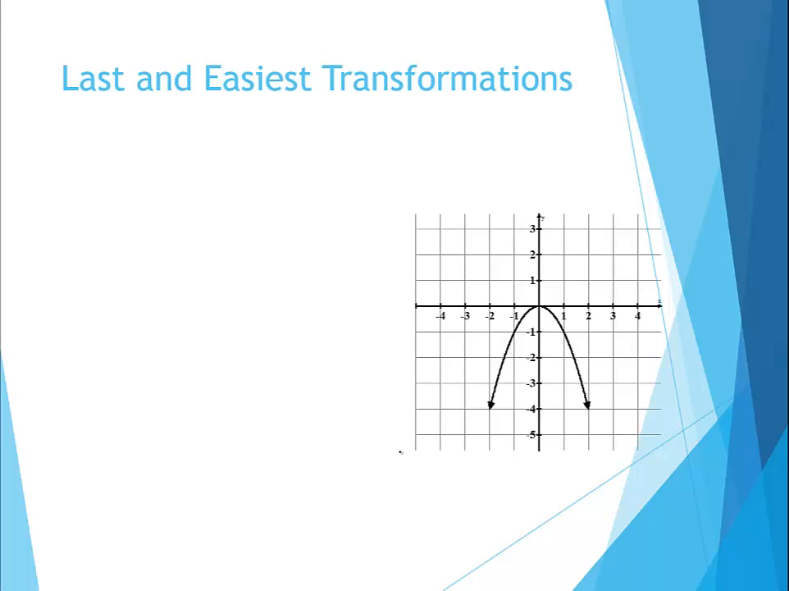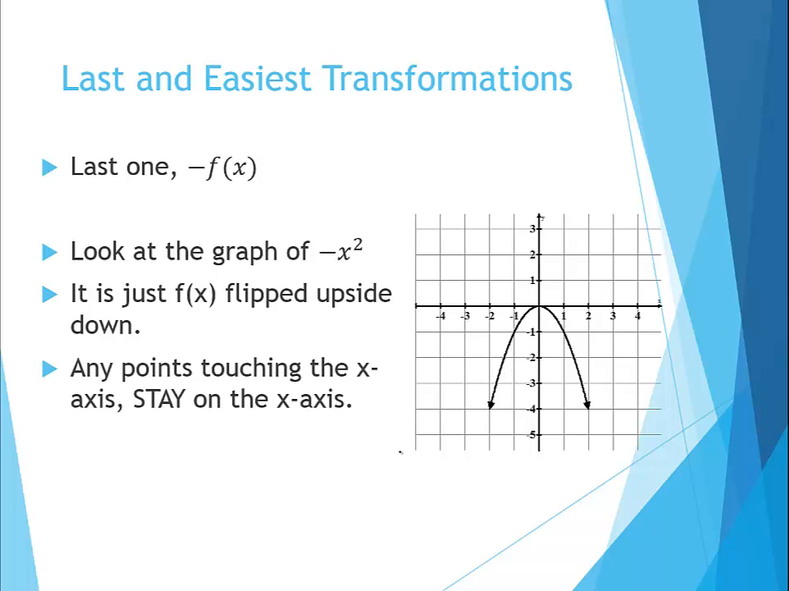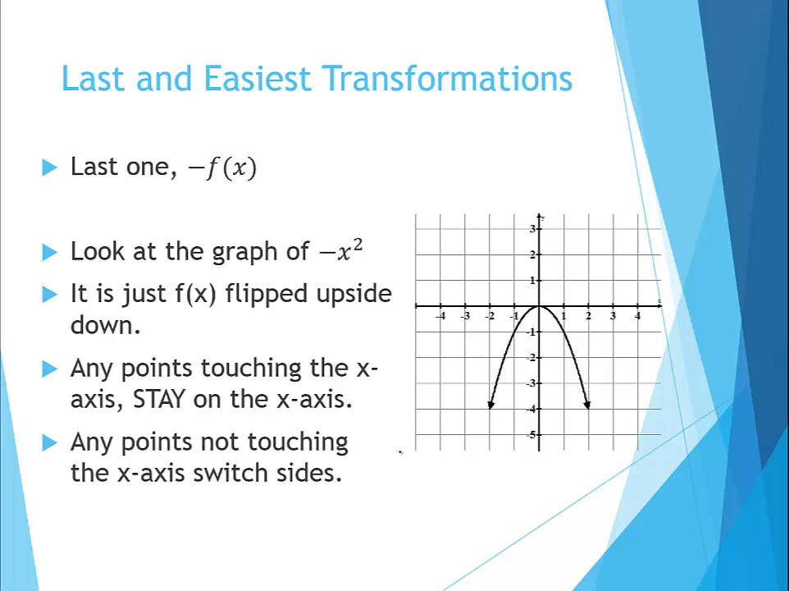As you see here, we have a graph, and it's flipped upside down. If you have a negative on the outside of your function, so negative x squared is this function here, that means it's going to flip across the x-axis, or reflect across the x-axis, or just flip upside down, however you want to call it. But any points on the x-axis stay on the x-axis, and all points not touching the x-axis switch sides. If they're on top, they go to the bottom. If they're on bottom, they go to top.